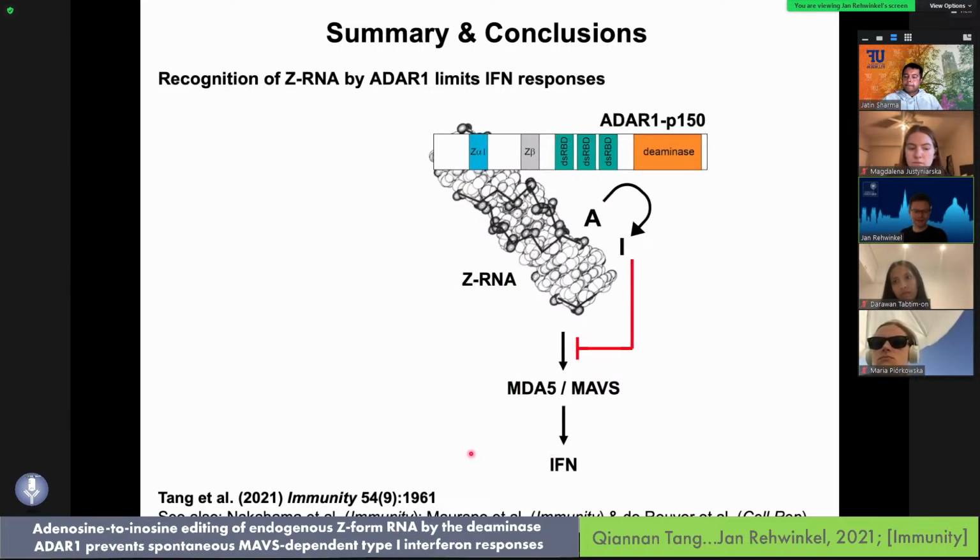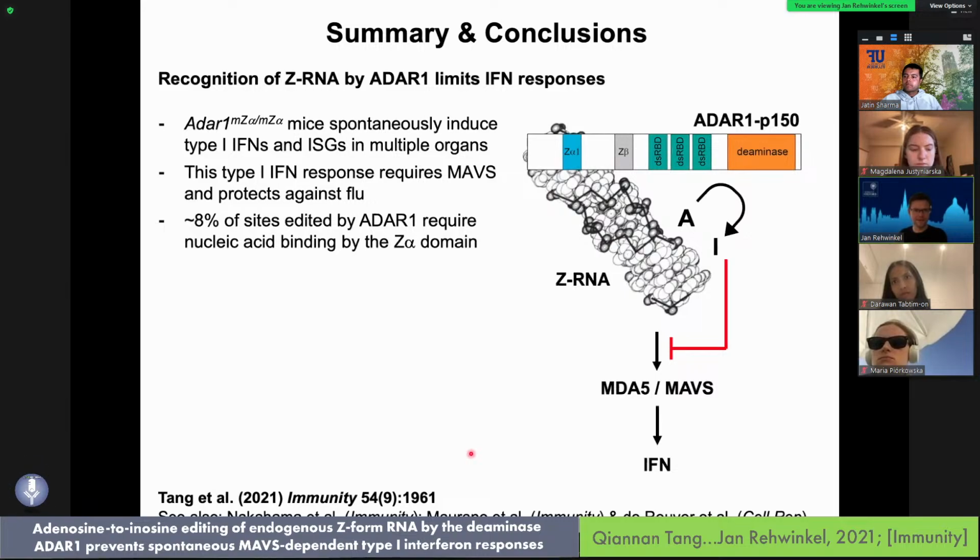And as I've explained, this conclusion is based on these three principal observations. Those mice where the Z alpha domain is mutated such that it doesn't bind to zRNA spontaneously induce type I interferons and interferon stimulated genes in multiple organs. This interferon response required MAVS and protected against flu. And then finally, we found that about 8% of RNA editing sites that are usually recognized by ADAR1 require the Z alpha domain.